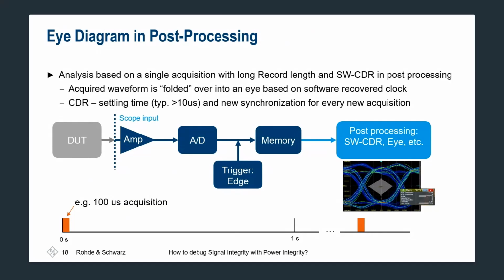One downside of this approach is that the software CDR settling time is long, and it needs new synchronization for every new acquisition. In general, software-based post-processing leads to a long blind time between new acquisitions. This means in practice, for example, the oscilloscope waveform update rate is reduced, meaning we need to measure longer in order to get a good set of statistical information for our eye diagram measurement itself. The main application for this approach is investigating long-term stability of the transmitted signal.